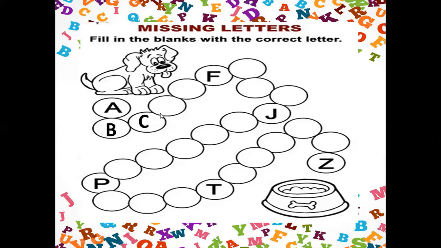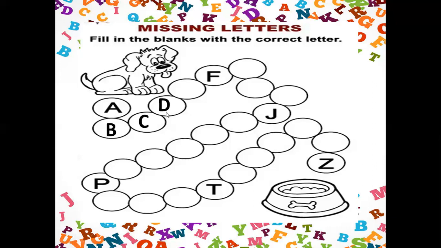But after C, the next letter is missing again. So what is the next letter after C? It is D. Let's check. Yes, it is D. The letter after C is D. Okay? A, B, C, and D. Understood? This is how you fill the missing letters.